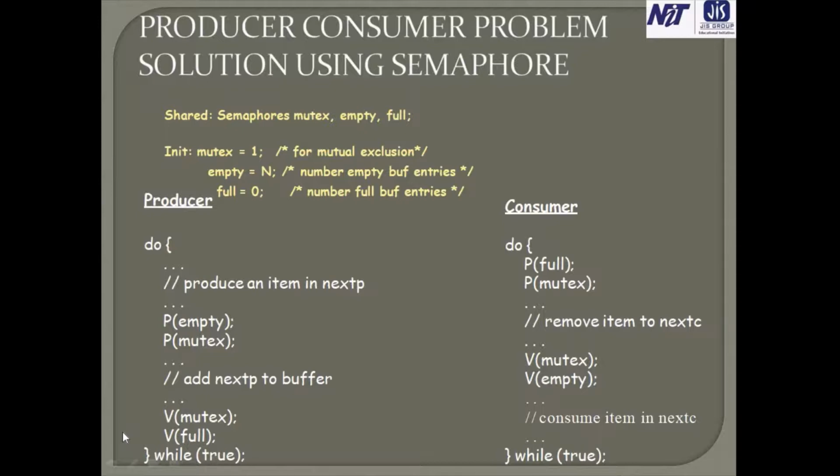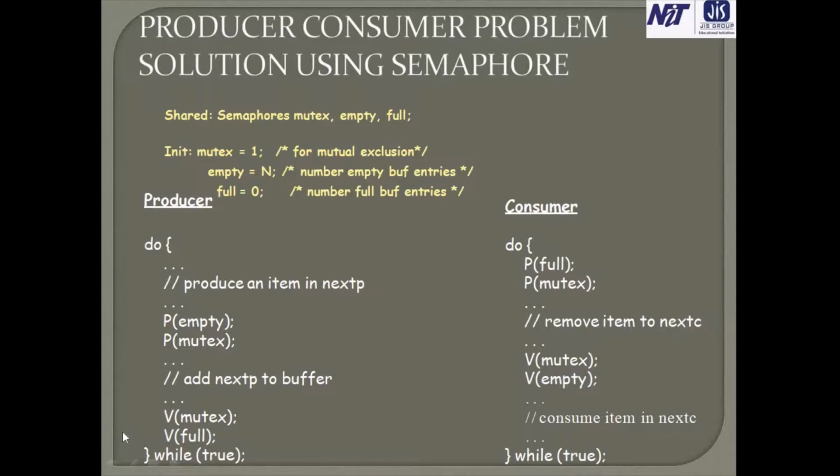To solve the producer consumer problem, we are using semaphores, so we should meet the following requirements. First, the producer process should not produce an item when the buffer is full. We have to take care of this. The consumer process should not consume if the buffer is empty. The producer and consumer processes should not try to access and update the buffer at the same time.